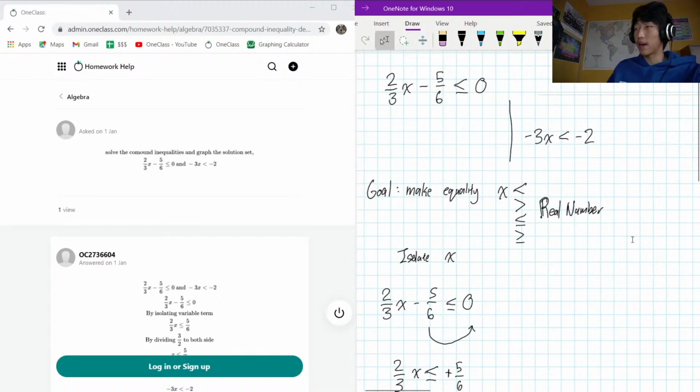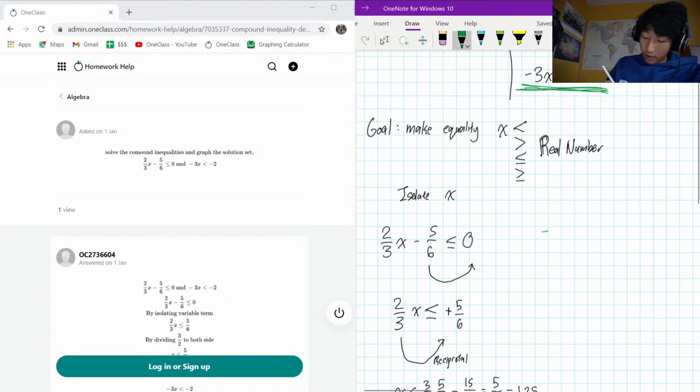Now let's go back up here and resolve the second one. Let's do this in a different color. Let's do this in green. Okay, so to do this, first we want to divide both sides by 3. So negative 3x is less than negative 2. So we're going to multiply by the reciprocal.